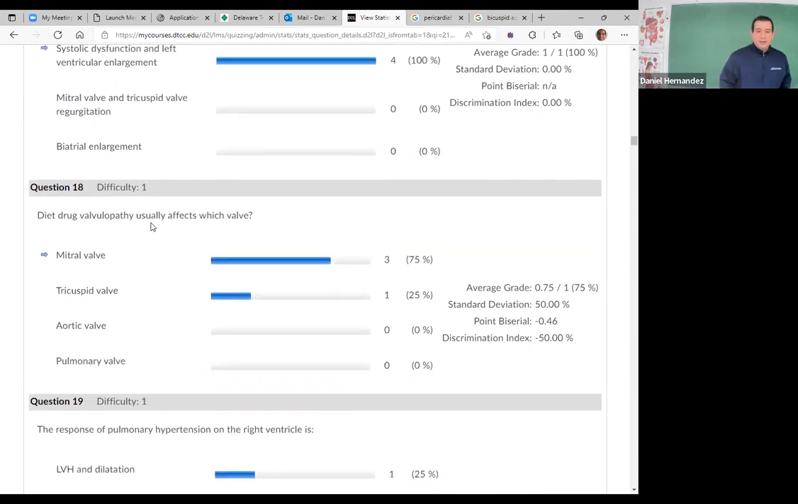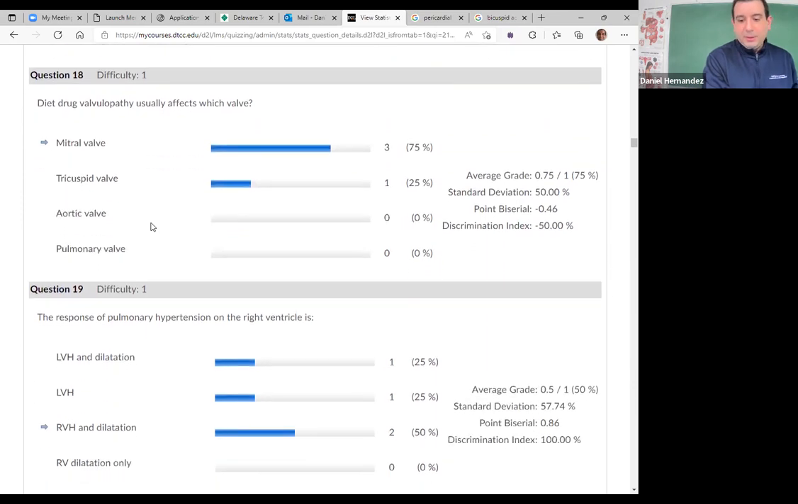When we're talking about diet drug valvulopathy, this usually affects which valve? That's the mitral. That's associated again with that diet drug fen-phen, which is no longer on the market.